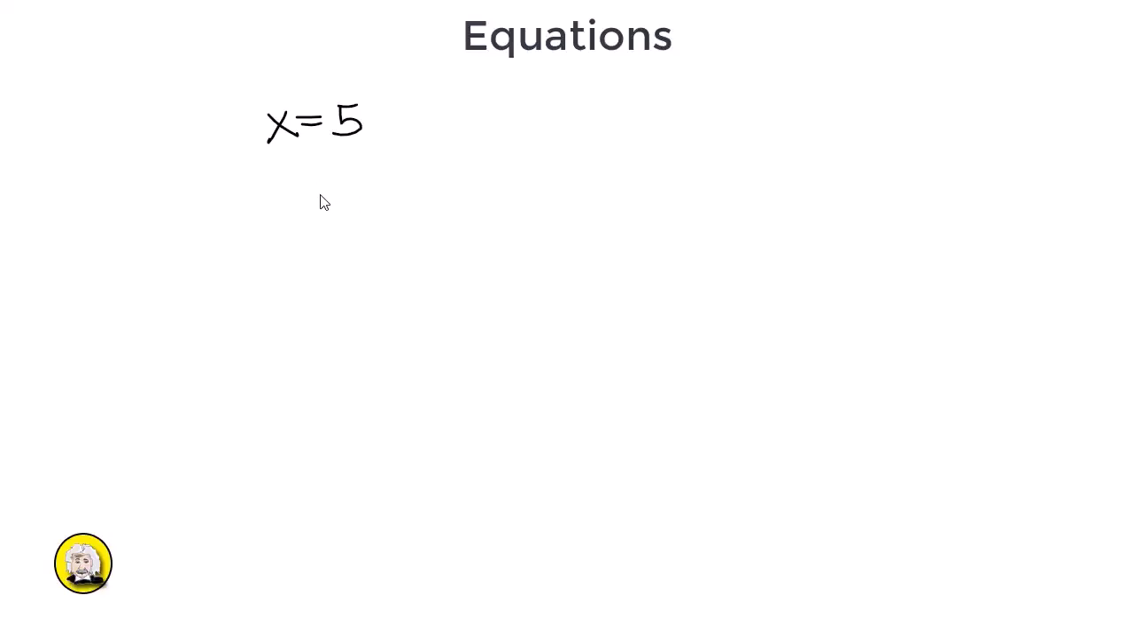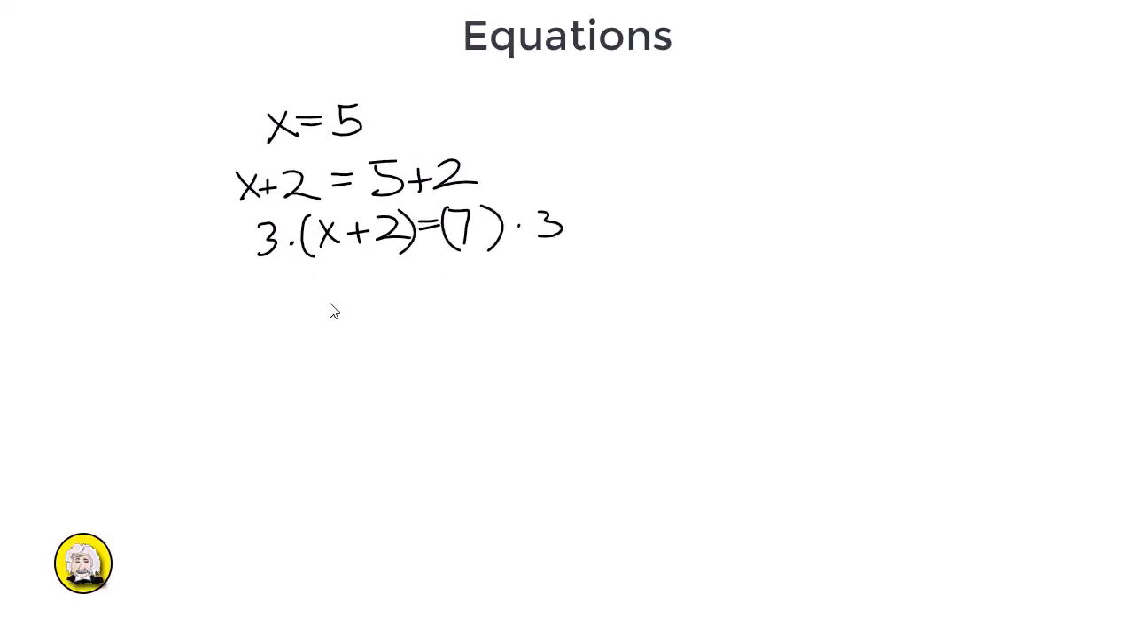I'll just start with x equals 5, the solution, and I'll work backward for a second. I could add 2 to both sides, and I now have x plus 2 equals 7. An equation, not the solution. I could take that, and I might even make it more complex by multiplying by 3 on both sides. And that gives me a new equation, 3x plus 2 equals 21.